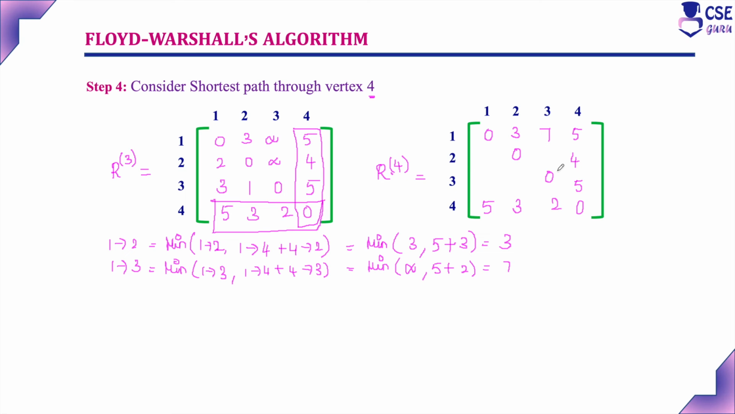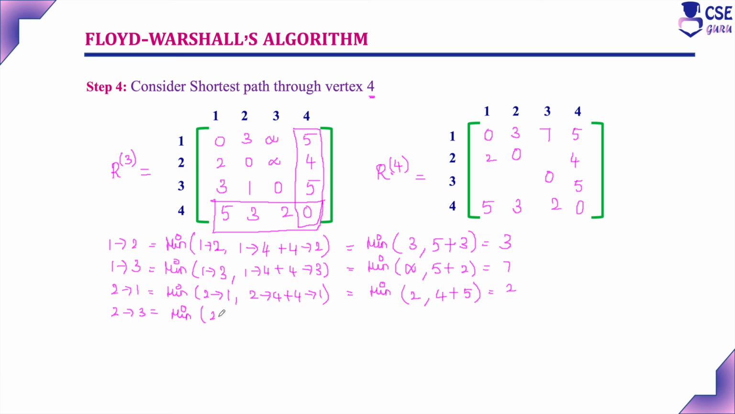Next, 2 to 1 and 2 to 3. So minimum of 2 to 1, comma, through the vertex 4. That is 2 to 4 plus 4 to 1. So 2 to 1, the shortest distance is already 2. And 2 to 4 is 4, 4 to 1 is 5. So which one is minimum? 2 is minimum.